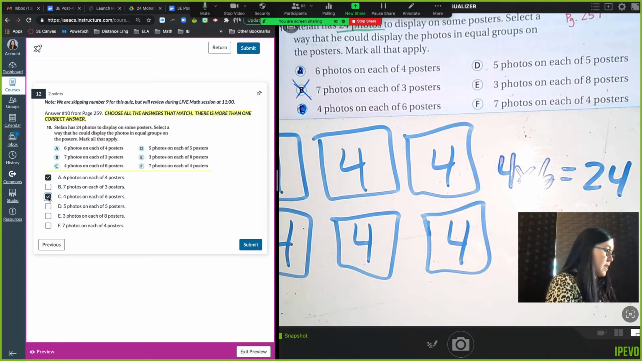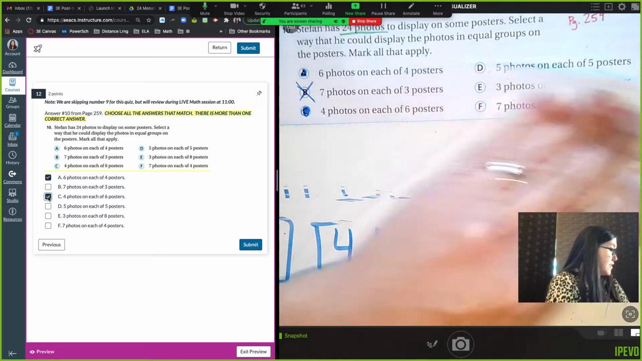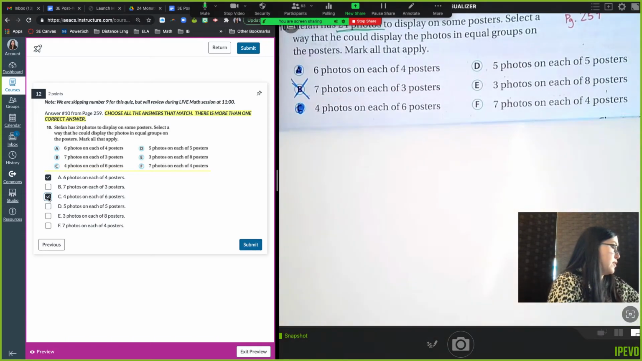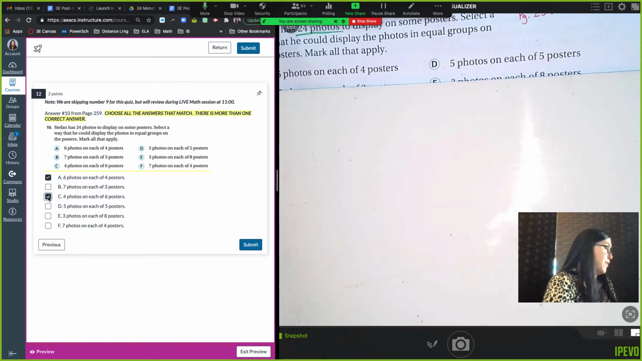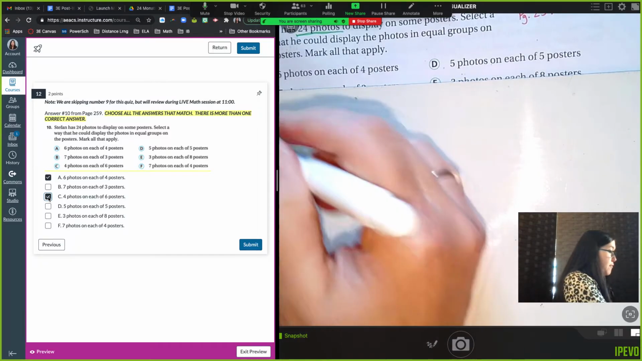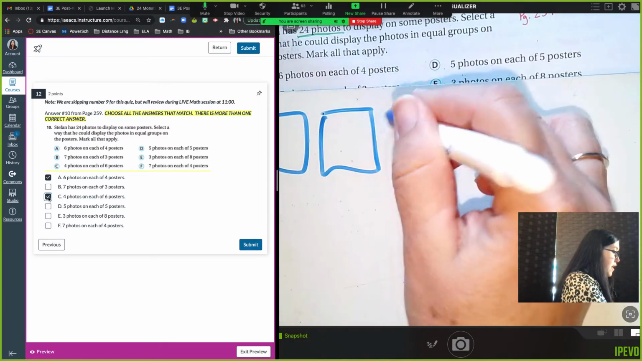Now, hopefully you're getting the idea. You kind of have to just think about each of these scenarios separately. Let's look at D. If he had 5 photos on each of 5 posters, here's your 5 posters.